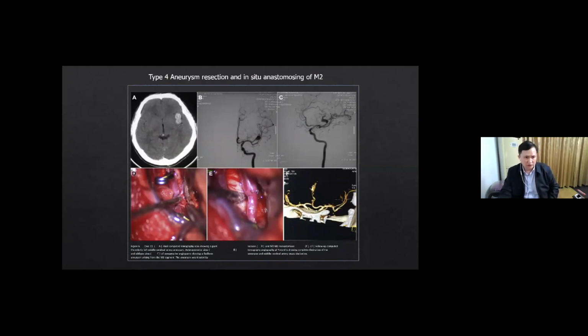So this is an even more distal one. You can see this is a superior trunk. Actually, if the patient's vessel is long enough to do the direct bypass from proximal to distal, I remove the aneurysm and do the end-to-end anastomosis directly. And this is the final result. You can see the vessel wall was reconstructed very well, and there's no aneurysm.